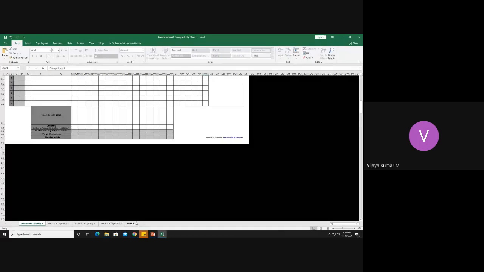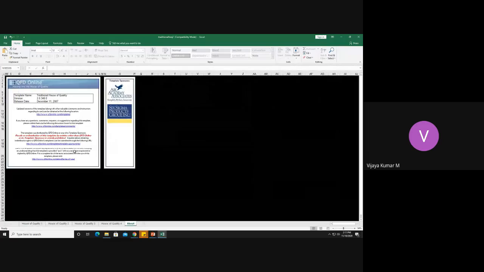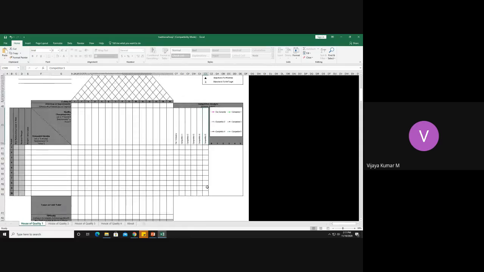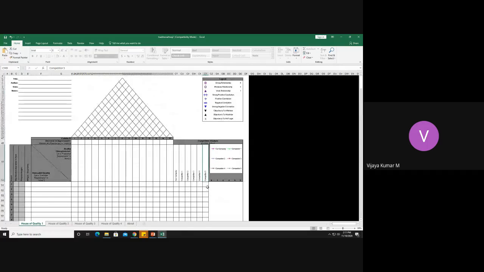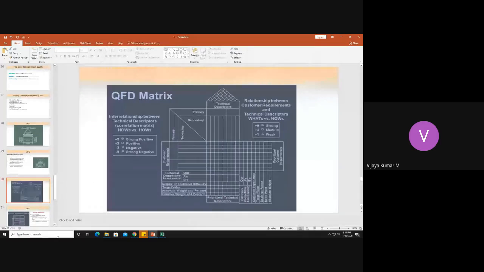This is the company. If you go through this one, it is Air Academy Associates. They have given this particular template, and they are using it for a specific industry. Right? This is how to develop it. You can even develop this after this class is over. You can also develop the house of quality for different organizations. So this is about QFD development.